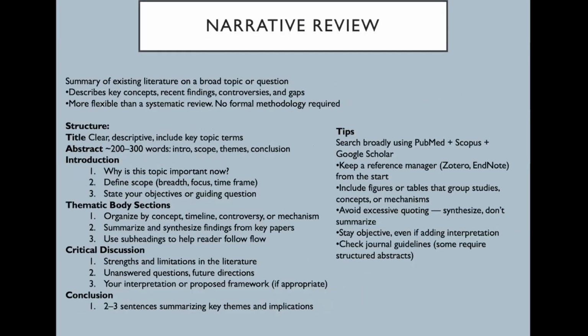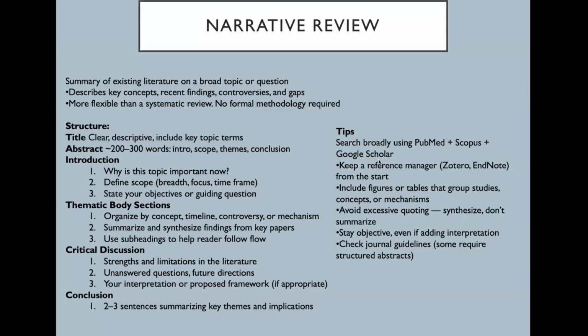A narrative review, another level of evidence that we spoke about earlier, is looking at synthesizing the current existing literature on a broad topic in a narrative way, which is looking at different sections and organizing this review paper by different concepts, timelines, controversies, or mechanisms in order to summarize and synthesize findings. These papers typically include critical discussion of strengths and limitations of different literature, what the unanswered questions are, as well as future directions.